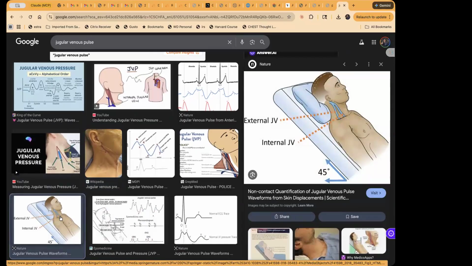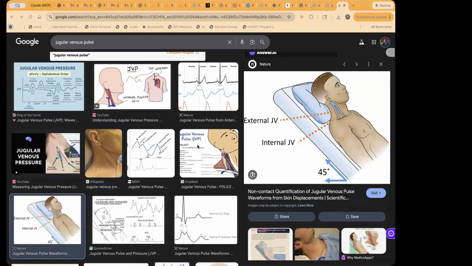Excuse me, doctor. Yes? We can measure the external jugular vein instead of the internal, because the internal jugular is behind the sternocleidomastoid muscle, and it will be the same pressure in both veins.